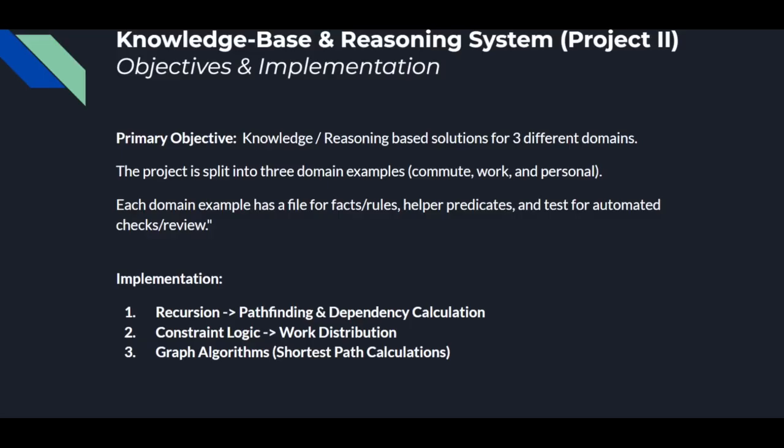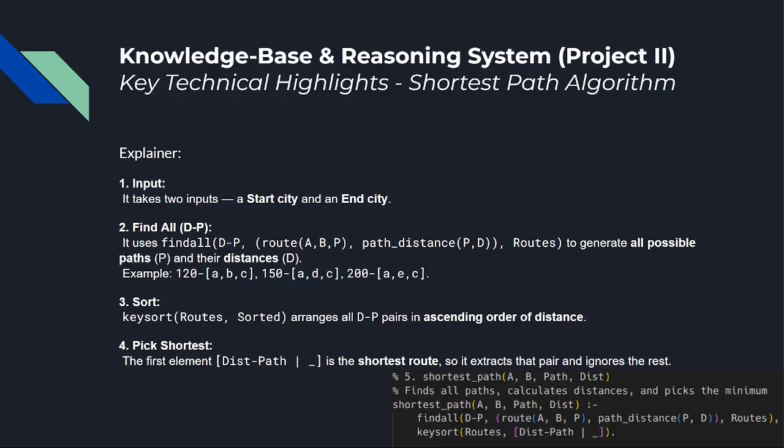The first implementation illustrates an example with recursion for pathfinding and dependency calculations. The second implementation shows constraint logic through an example work distribution. Finally, the third implementation shows a shortest path calculation algorithm. From here on, I'll be taking over for the presentation.